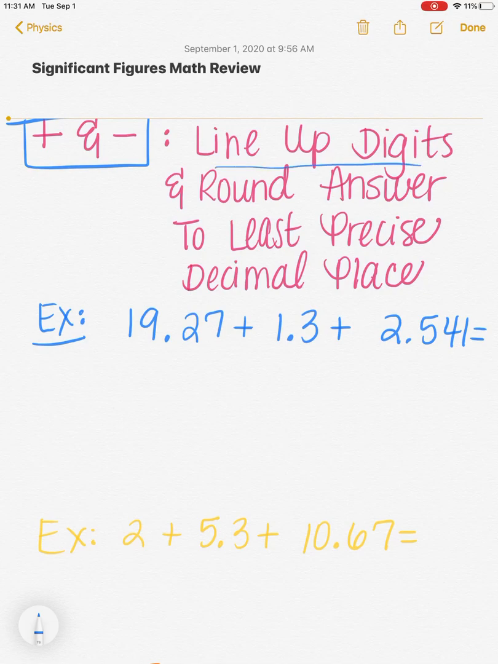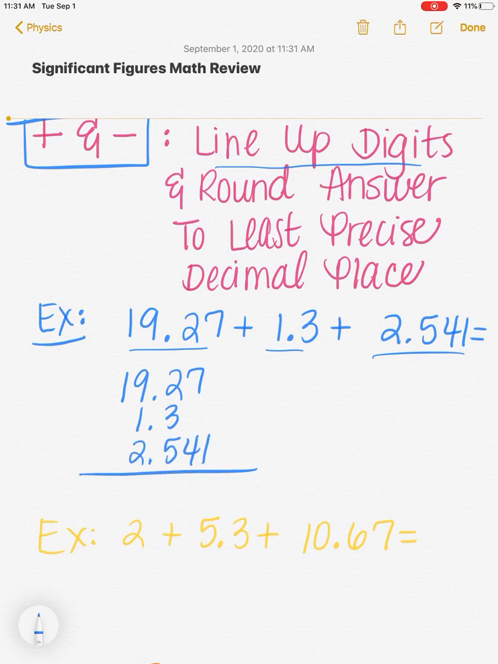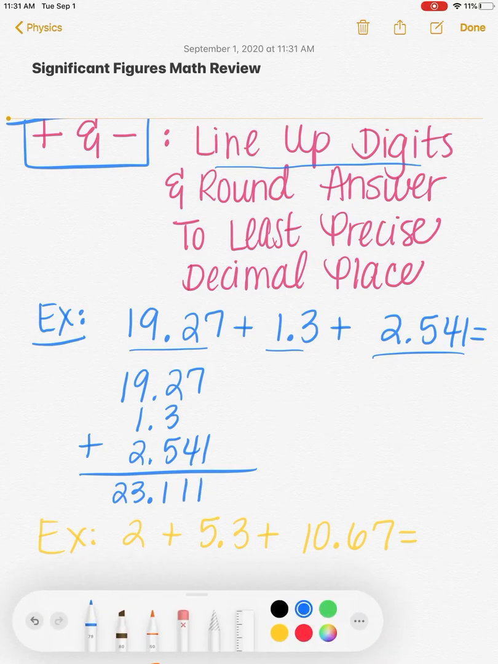If you are adding and subtracting, you have to line up the digits like what we did in grade school, and you round your answer to the least precise decimal place. So, for example, if I were to take 19.27 plus 1.3 plus 2.541, I would need to line up the decimal places such as this. Then I would add them all together, and you can do that on your calculator if you want to. So when you add those together, I get that the answer is 23.111.